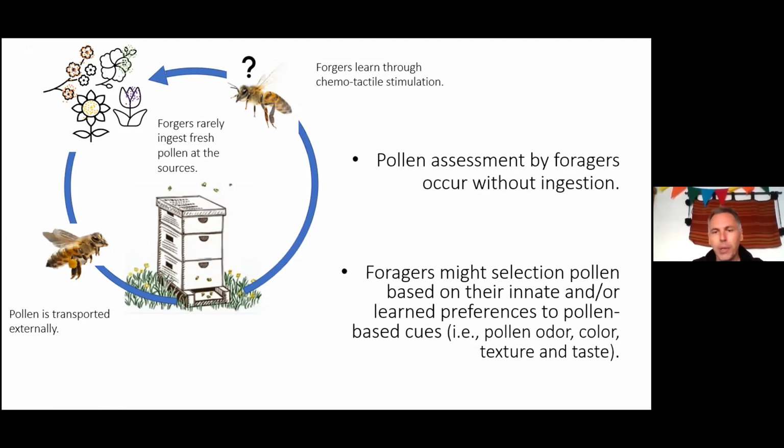Then we argue that foragers select pollen based on their innate or even learned preferences for pollen-based cues, such as the intensity of pollen odors, their color, their texture, and even the taste of nutritional or non-nutritional compounds.